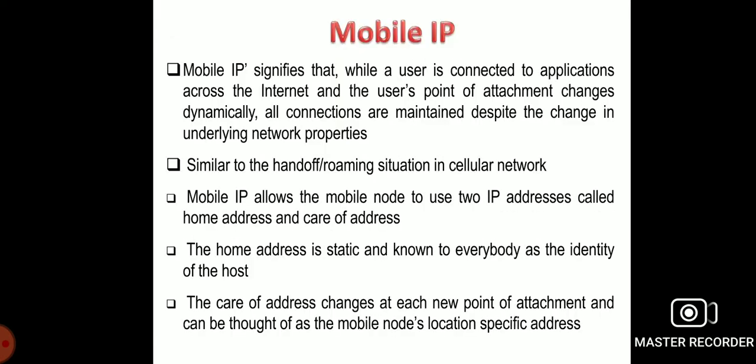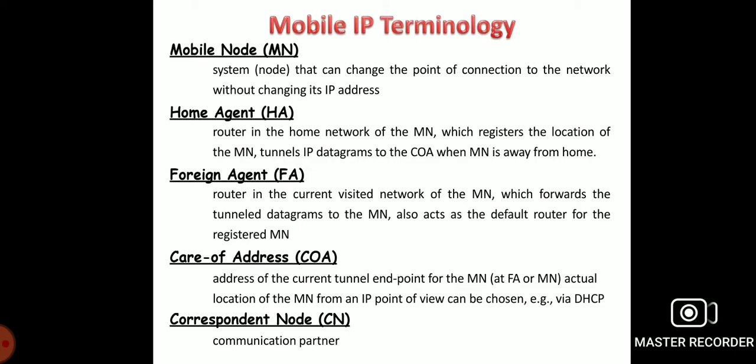Now we can move to the terminologies. The first terminology is the mobile node. This is the node that can change its point of connection to the network without changing its IP address. The home agent is the router in the home network of the mobile node, which registers the location of the mobile node and tunnels the IP datagram to the COA when the mobile node is away from the home network.